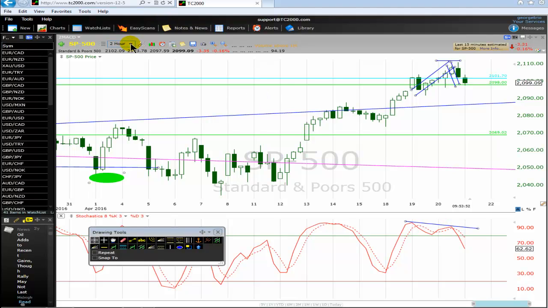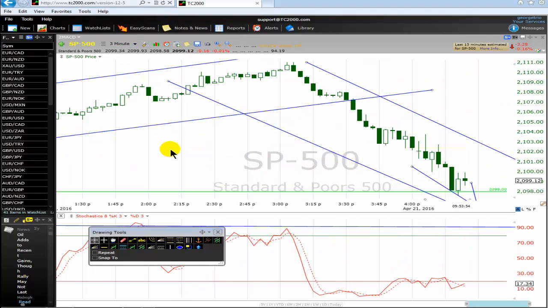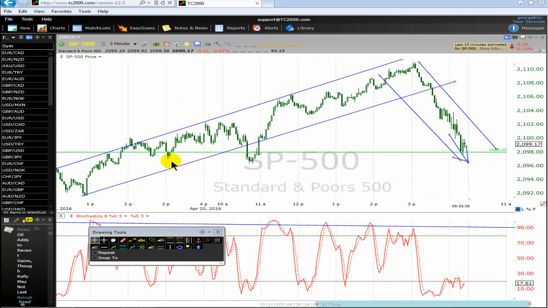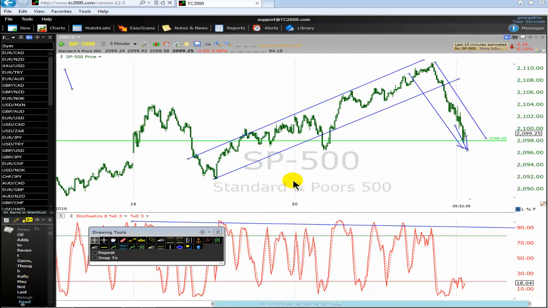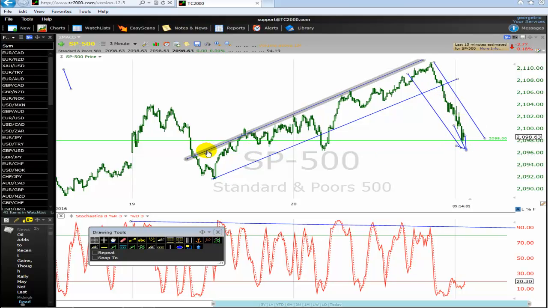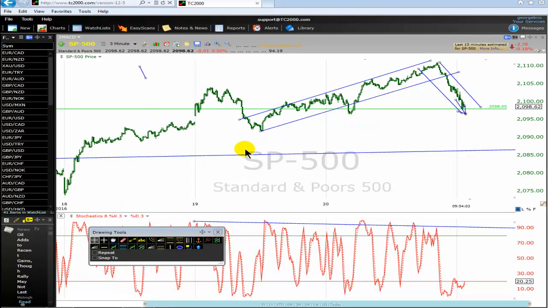Now I go to the 3-minute time frame to enter my trade. I just like to trade. I like the 3-minute time frame. I enter the trade most of the time on the 3-minute time frame or 5-minute time frame, depending on what I'm trying to do. Okay, all right, very simple.